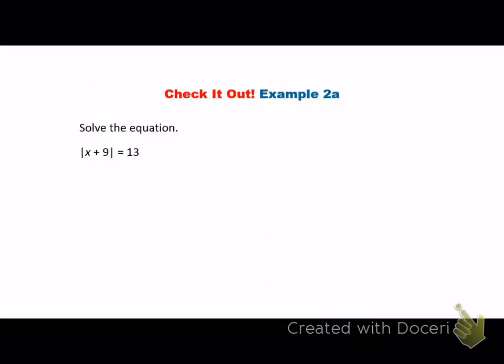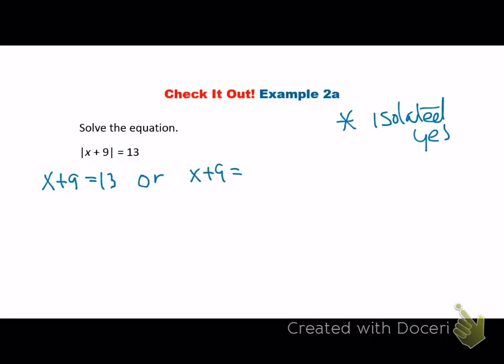Okay, so I'm going to come over here and ask myself that question. Is it isolated? Yes. So in that case, I can look at that 13. How many solutions will we have? 2. Okay. And so now let's pull the inside out. So now I will have my x plus 9 equal to the positive 13, or my x plus 9 will equal the what? What's my second setup? Negative 13. Okay. And then I just go back and solve each one of them separately.